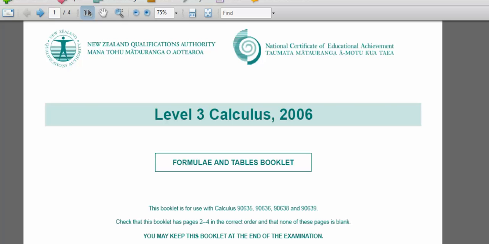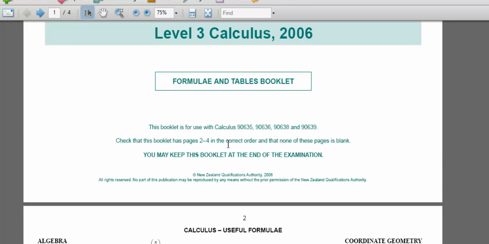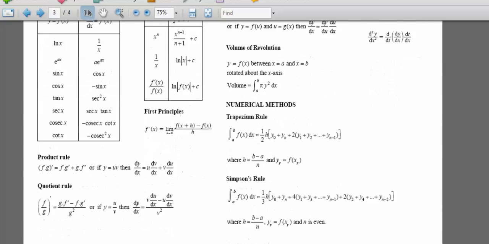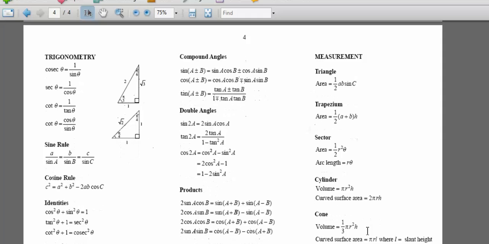And this is what our formula sheets look like. Level 3 calculus. This is a 2006 formula sheet. It hasn't changed at all since then. It's the same formula sheet every year. What we're looking for now, there are 4 pages on this, we're looking for the page with all the trig formulas. So we'll scroll down and you'll find it on the very last page.